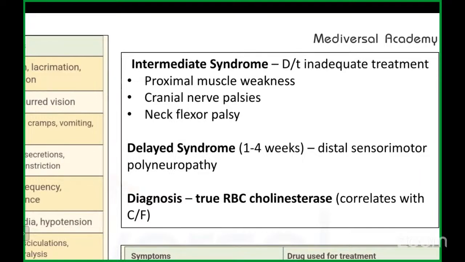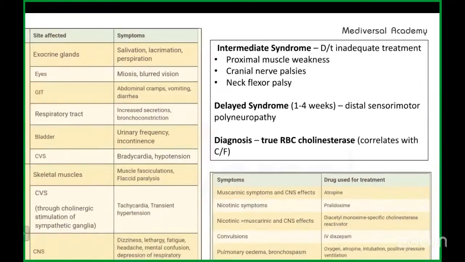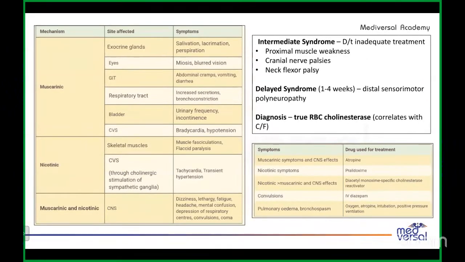The diagnosis is by true RBC cholinesterase, which correlates with the clinical features. However, true RBC cholinesterase is a difficult test to do. It's often very costly. So in India, in most settings, we initially will definitely like to do a pseudocholinesterase level test. However, true RBC cholinesterase is the test of choice because it correlates classically with the clinical features of OP poisoning.